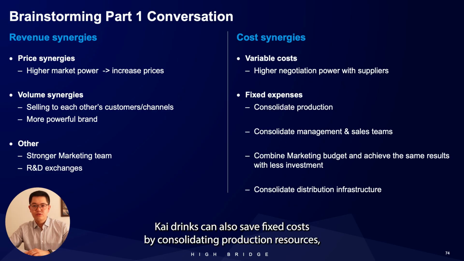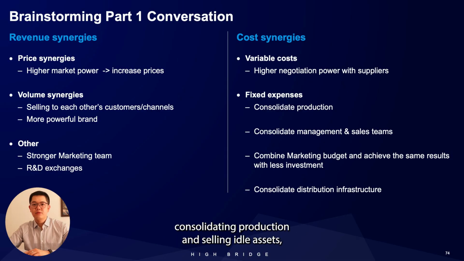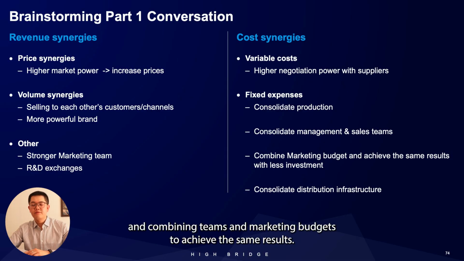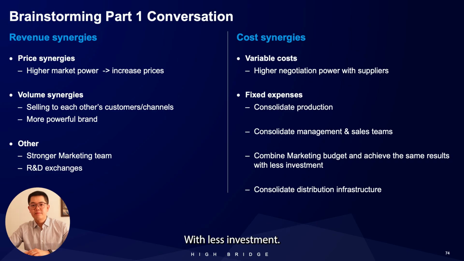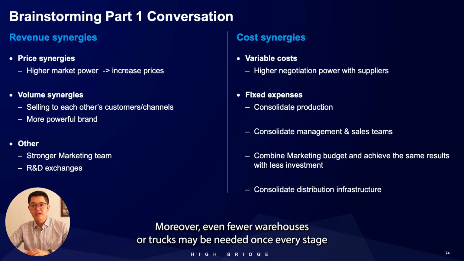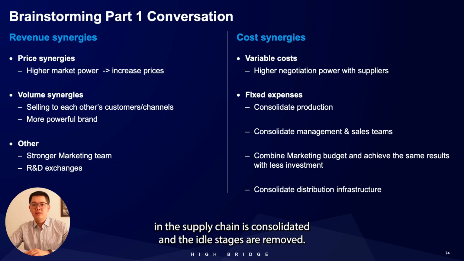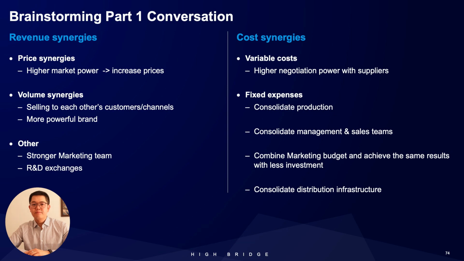Kai Drinks can also save fixed costs by consolidating production resources, selling idle assets, and combining teams and marketing budgets to achieve the same results with less investment. Moreover, even fewer warehouses or trucks may be needed once every stage in the supply chain is consolidated and idle stages are removed. So, those are all the synergies I've identified. I'm happy to expand on any point you're interested in or continue thinking about new synergies if you want to.